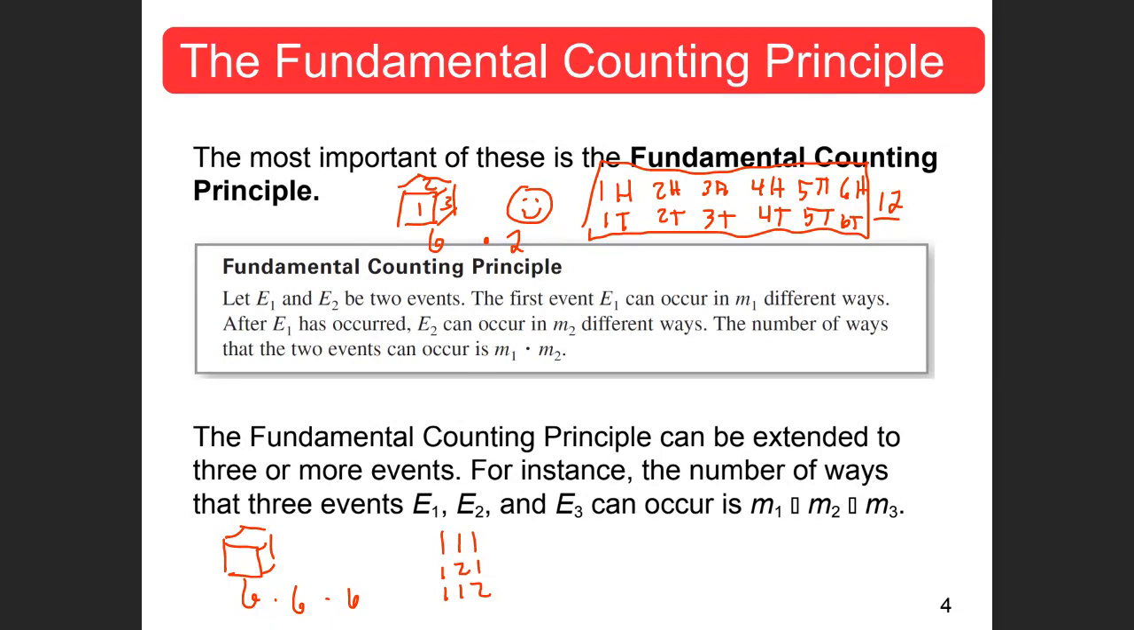So the fundamental counting principle says all you have to do is multiply the number of ways the first event can happen and the number of ways the second event can happen. That's it.